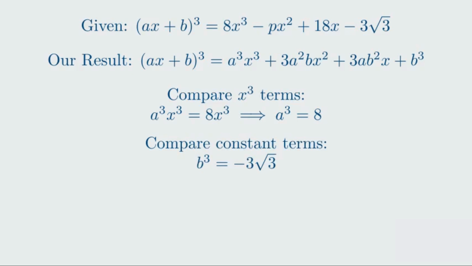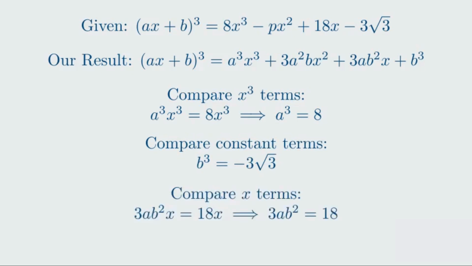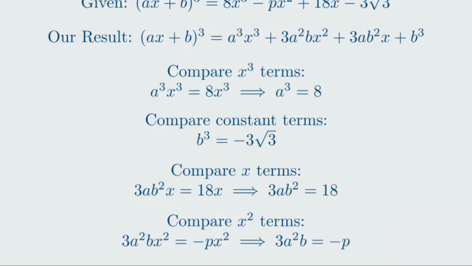Let's compare the x terms next. Our expansion has the x term with a coefficient of 3ab squared. The given expansion has a coefficient of 18. This gives us our third equation: 3ab squared equals 18. Finally, let's look at the x squared terms, which involve p. In our expansion, the coefficient of the x squared term is 3a squared b. In the given expansion, it's negative p. So our last equation is 3a squared b equals negative p. This is the equation that will give us the answer we're looking for.